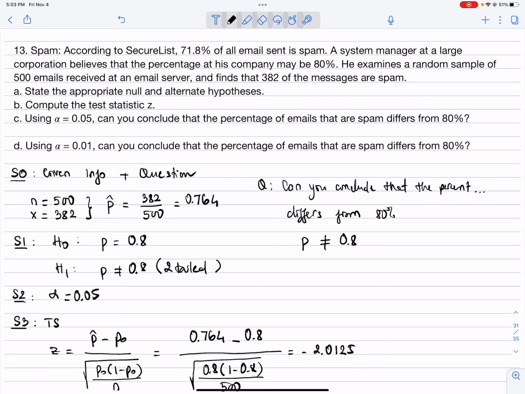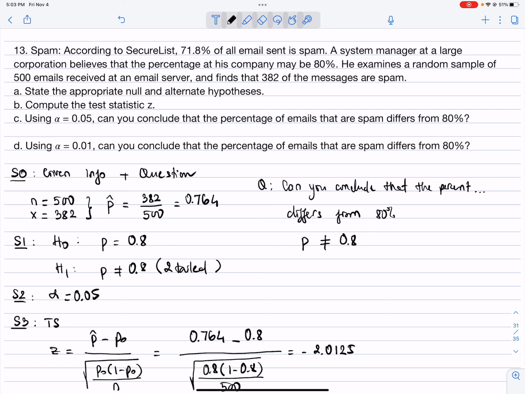Problem 13 in section 9.4. According to Securelist, 71.8% of all emails sent is spam. A system manager at a large corporation believes that the percentage at his company may be 80%.